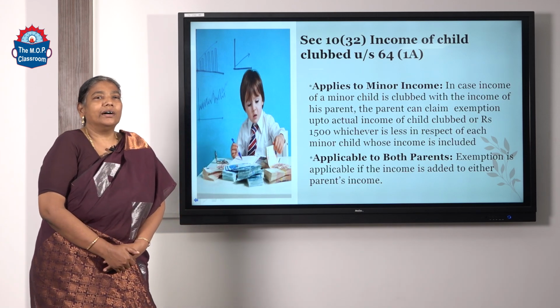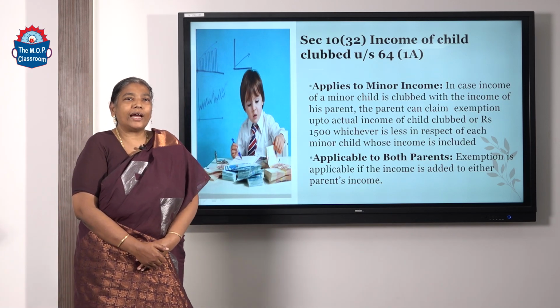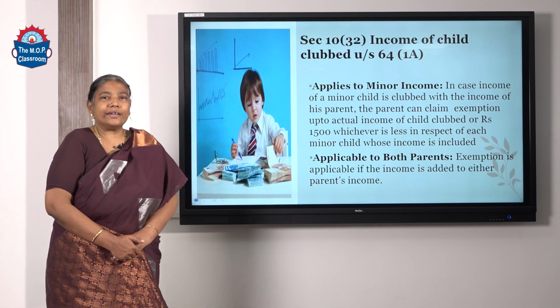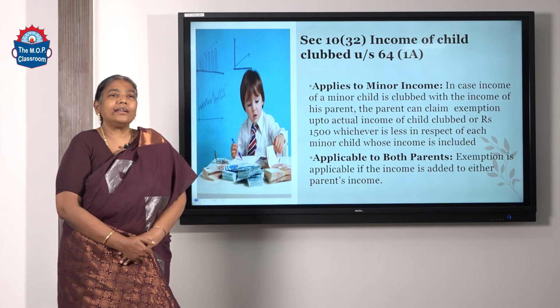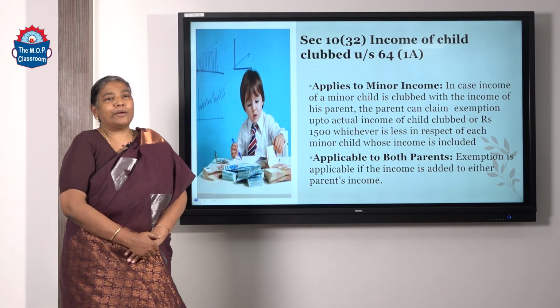So these are the incomes that are exempted from tax. I think you will have an idea about the fully exempted incomes under section 10 of the Income Tax Act, which will be helpful for your examination also.